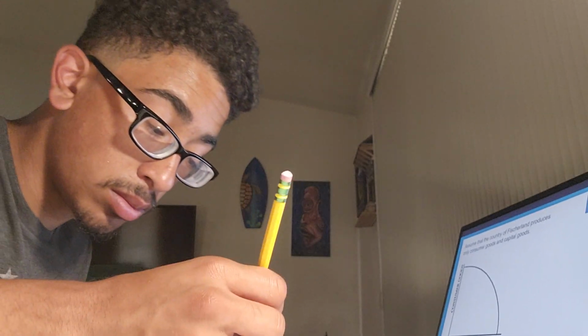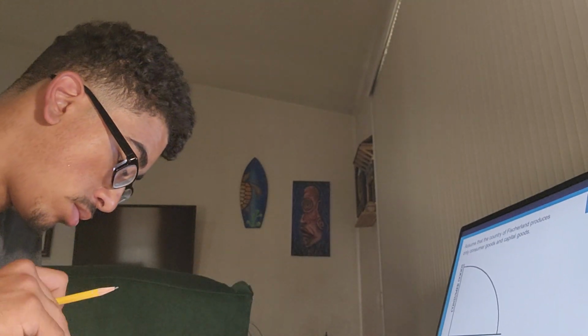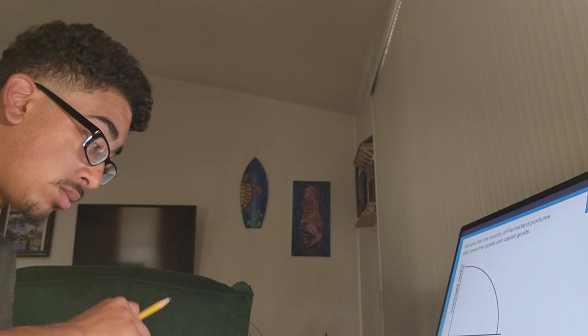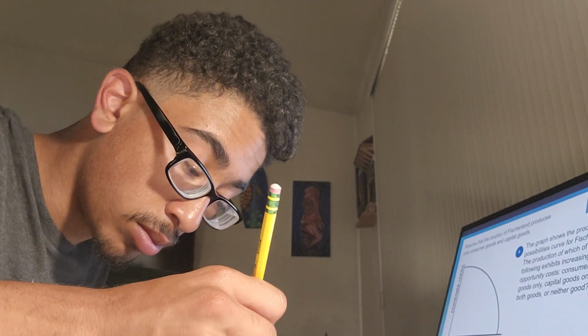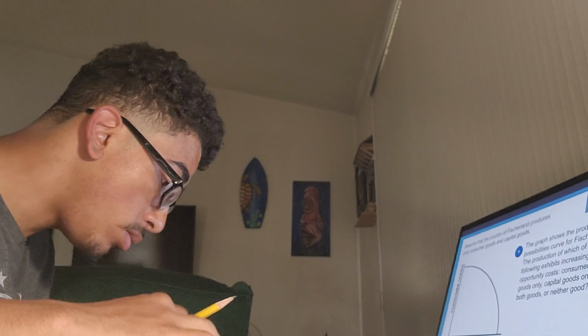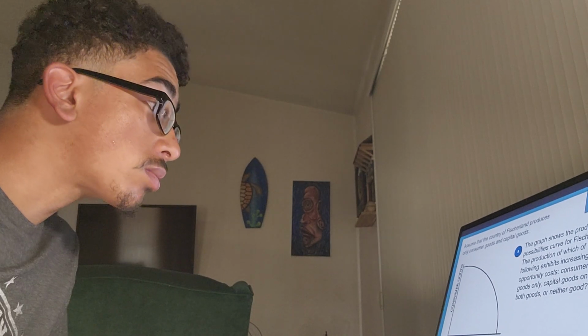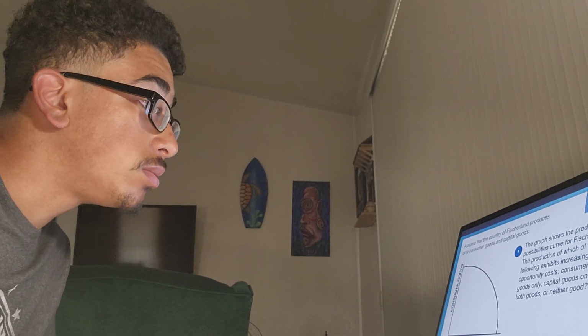Assume the country of Fisherland produces only consumer goods and capital goods, and they've given us a PPC. Look at that, throwing it back to Unit 1 here. Part A, the graph shows the production possibilities curve for Fisherland. The production of which of the following exhibits increasing opportunity cost? Consumer goods only, capital goods only, both goods, or neither good?